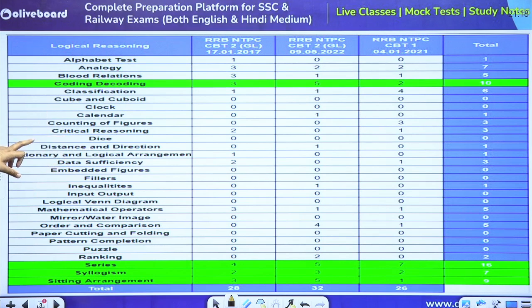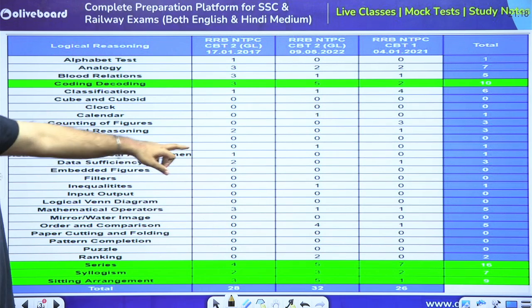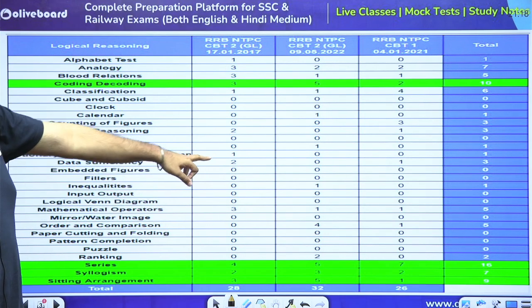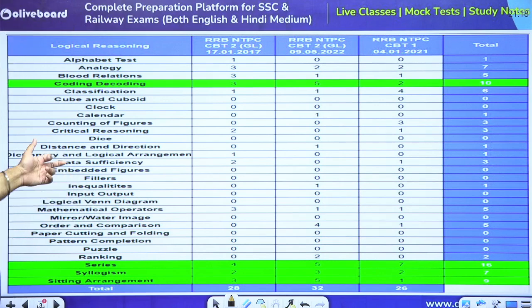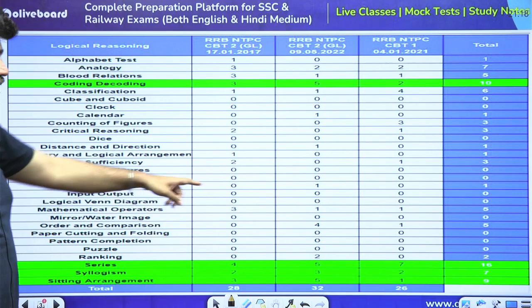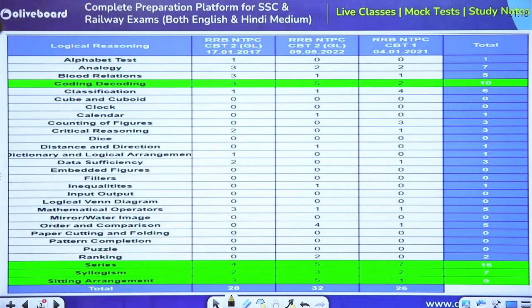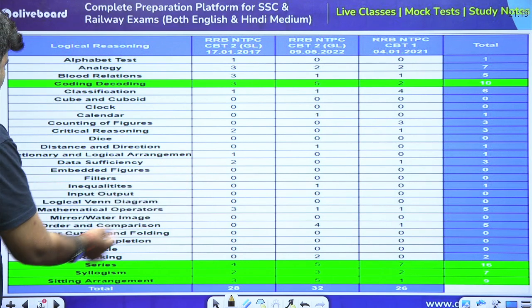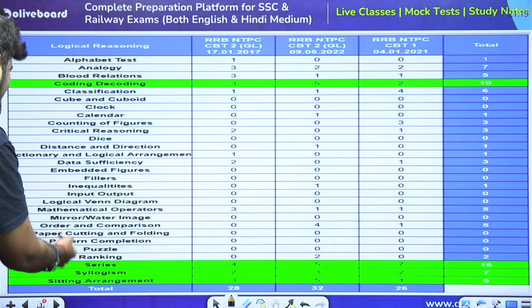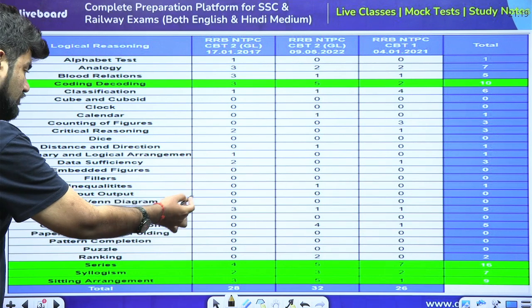Dice based questions were not there. Distance direction 1, maybe randomly somewhere. Dictionary logical arrangement 1 here. Data sufficiency 2 and 1. Embedded figures, fillers, inequalities 1 was asked in the latest examination. So now slightly a new topic has been introduced where the questions were not there initially. Input output none. Logical Venn diagrams none. Mathematical operators, we have seen a few questions from there.